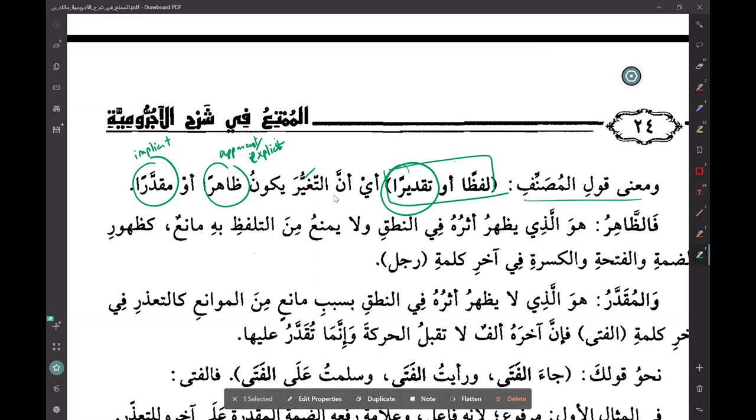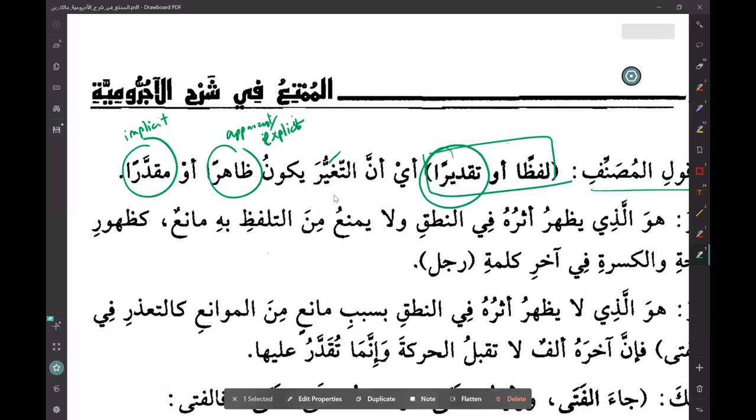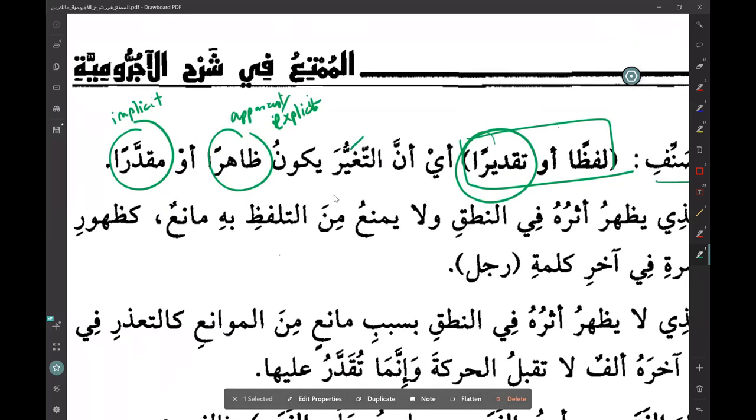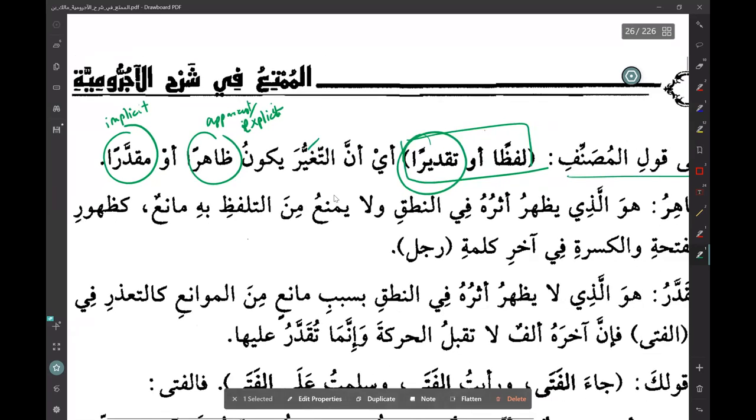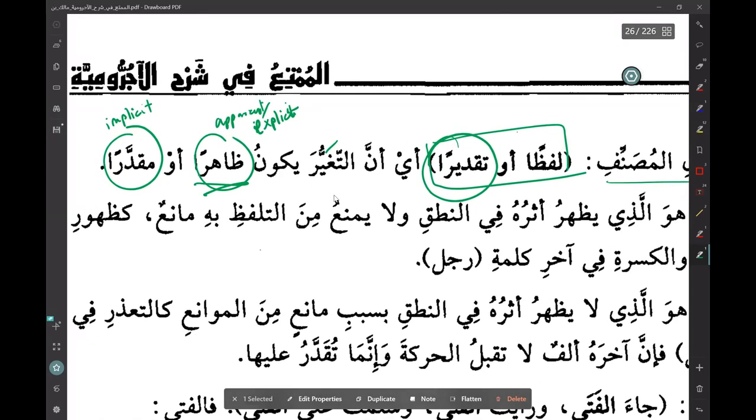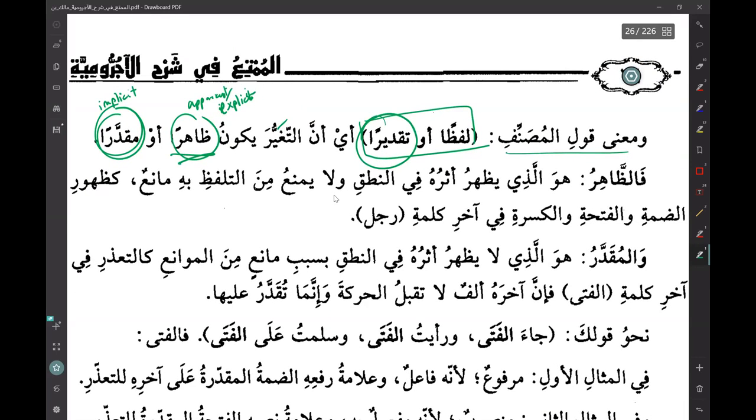Okay, so this change, the taghayyur, can be what? It can be something that is apparent or something that is implied. The apparent one is what I'm more interested in right now, because the implied, the taqdir, inshallah, we'll spend more time on later. It says, huwa alladhi yadhharu atharuhu fi nutq. So he's defining the zahir, the apparent one. It is that which shows its effect in the pronunciation.